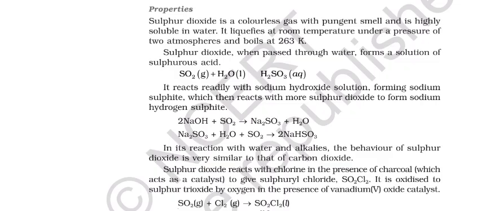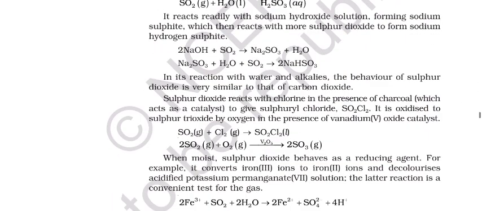Sulfur dioxide, when passed through water, forms a solution of sulfurous acid. It reacts readily with sodium hydroxide solution, forming sodium sulfite, which then reacts with more sulfur dioxide to form sodium hydrogen sulfite. In its reaction with water and alkalis, the behavior of sulfur dioxide is very similar to that of carbon dioxide. Sulfur dioxide reacts with chlorine in the presence of charcoal to give sulfuryl chloride, SO2Cl2. It is oxidized to sulfur trioxide by oxygen in the presence of vanadium oxide catalyst.